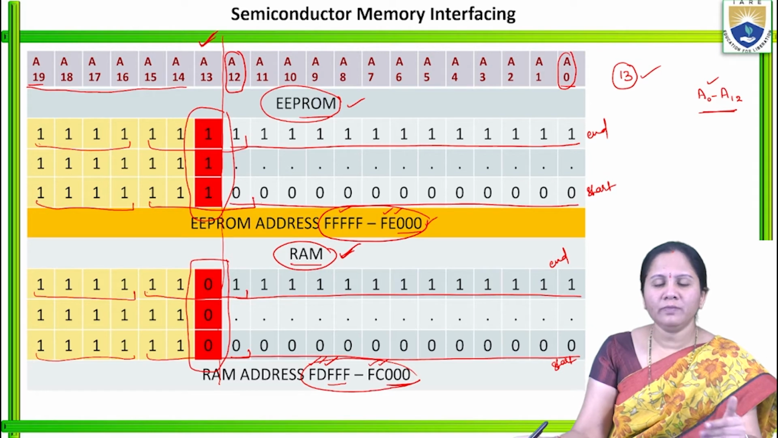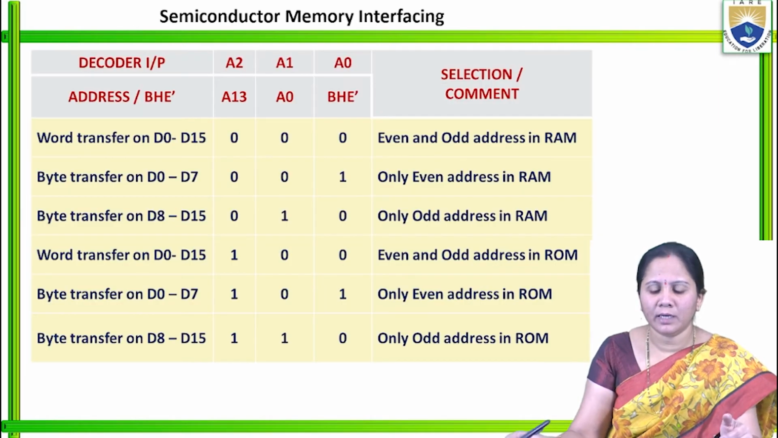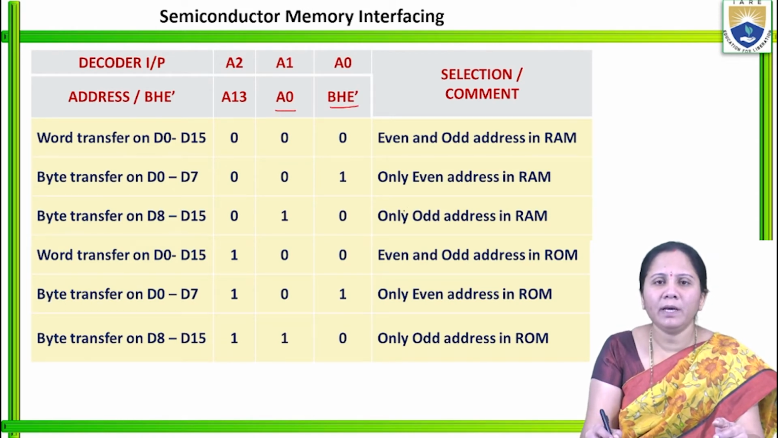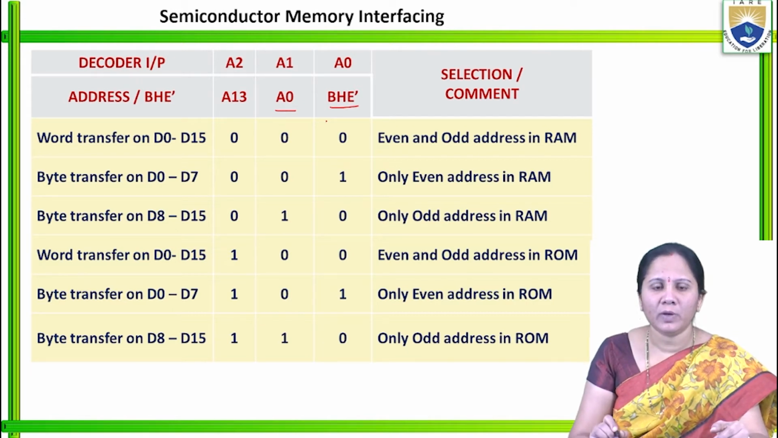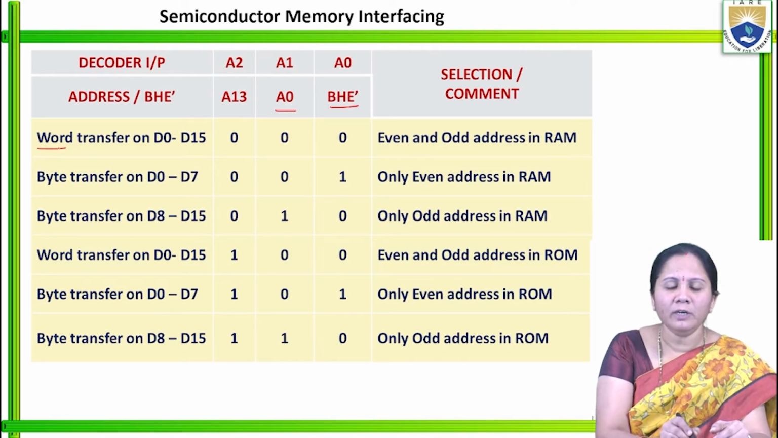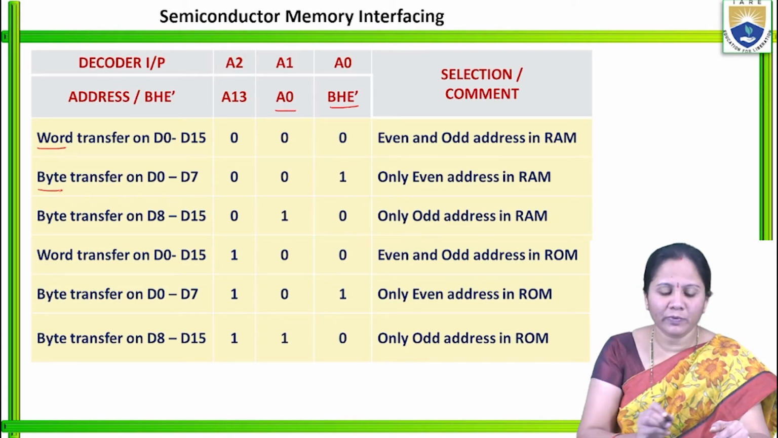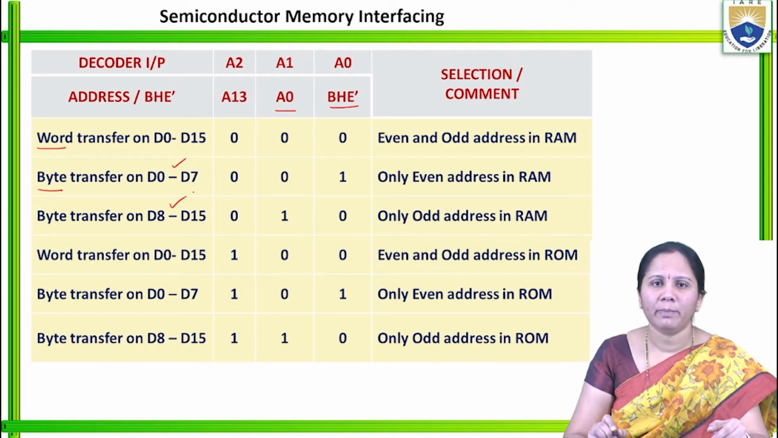Next, along with the number of address lines, we should also take into consideration the A0 and BHE bar signals. This A0 and BHE bar signal decides whether it has to transfer a word or a byte. If it is a byte, whether it is the lower address byte or the higher address byte.